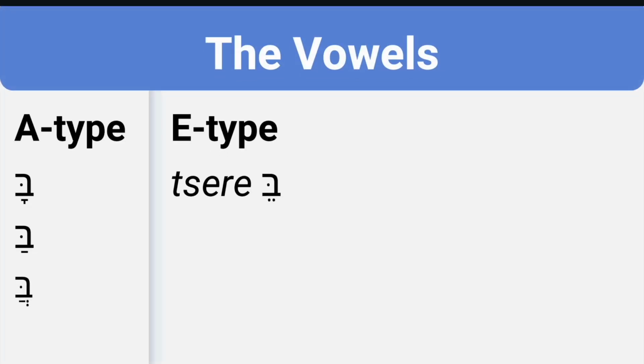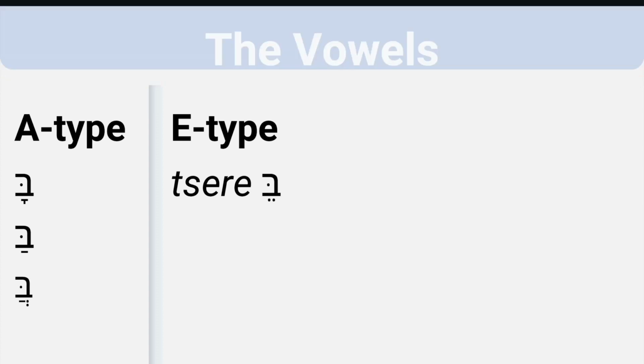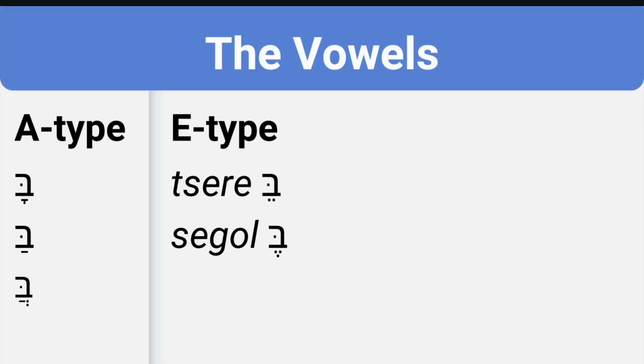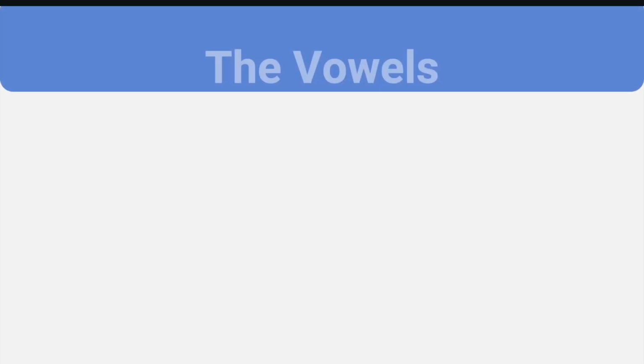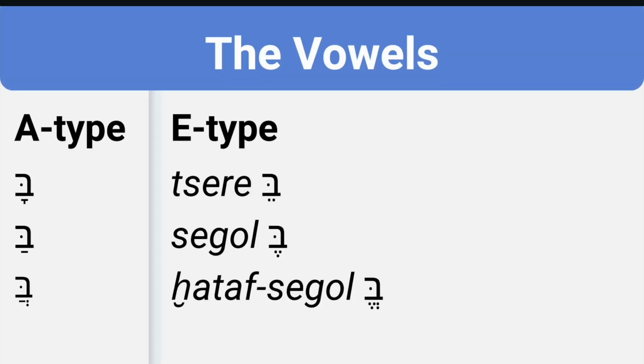Now in the I class, we first have the E type, and we have tsere, which is the long E vowel. Segol, which is the short E vowel. And finally, chataf segol, which is the reduced E vowel. And these are the E-type vowels, but it's important to remember that E-type vowels belong to the I class.